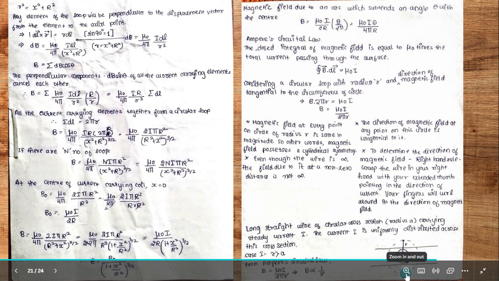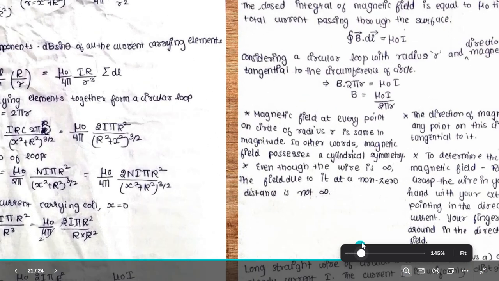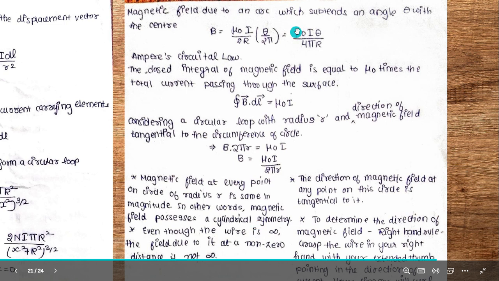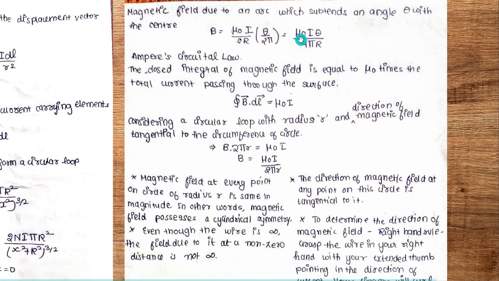That is, calculating the magnetic field due to an arc which subtends an angle theta at the center. So B is equal to mu naught I by 2r into theta by 2 pi. Here your angle should be in radians, as in 90 degrees should be written as pi by 2. Now this can also be written as mu naught I theta by 4 pi r.